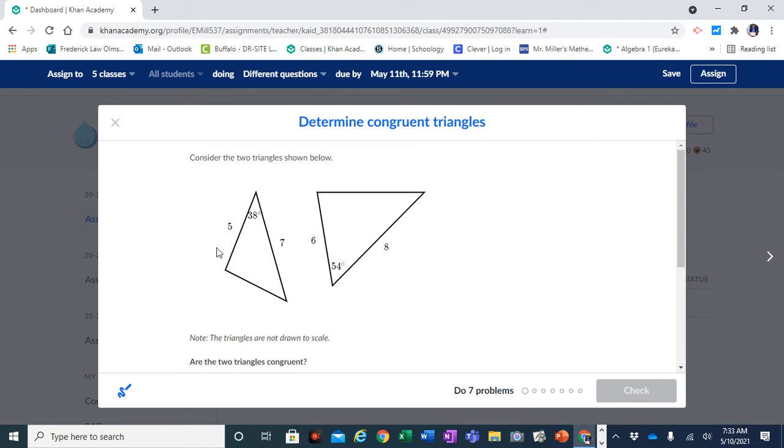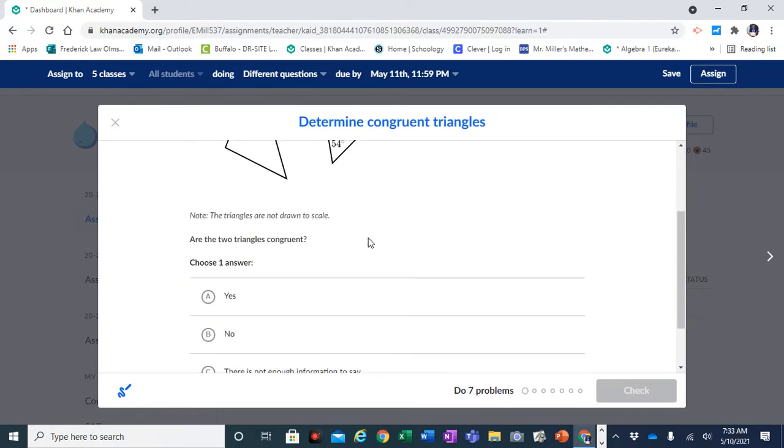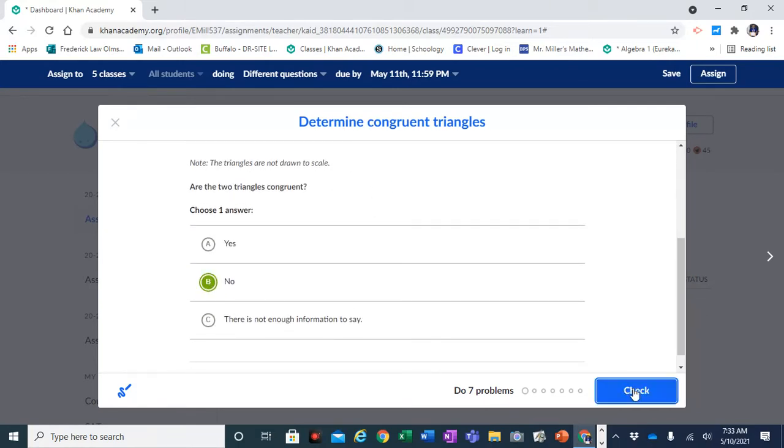If we look at this situation here, we need to determine if these two triangles can be congruent to each other. So we see 38 degrees, there's no 38 over here, a 5, a 7, a 6, and an 8. There's no way a 5 and a 7 is ever going to become a 6 and an 8. So in this situation, we would say no.